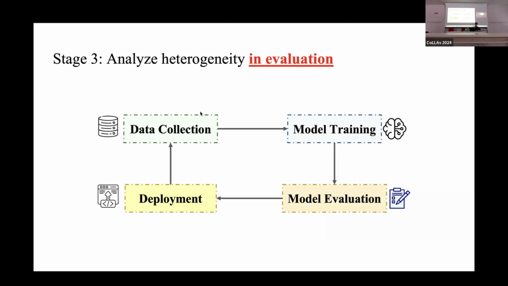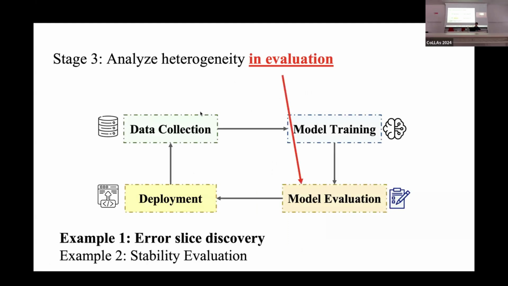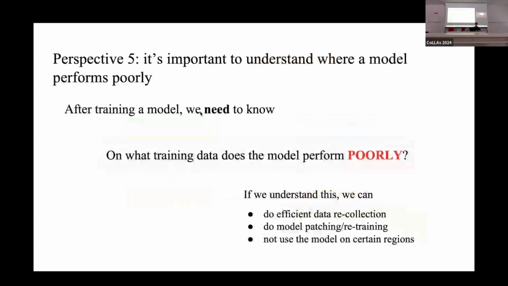And then we come to the third stage, model evaluation. And we give two examples. The first one is the error slice discovery. And our perspective is that it's important to understand where a model performs poorly. Because for typical evaluation protocol, people just calculate some accuracy or F1 scores over all the test data. But there's not much information inside a single score.